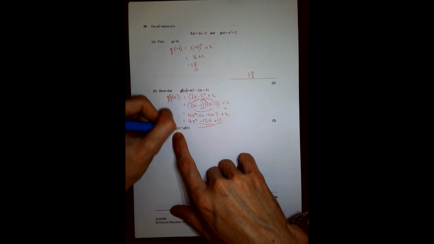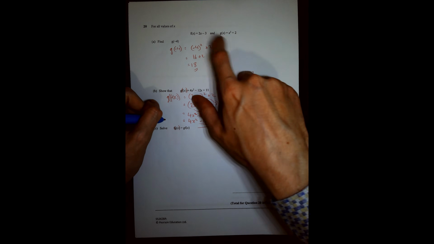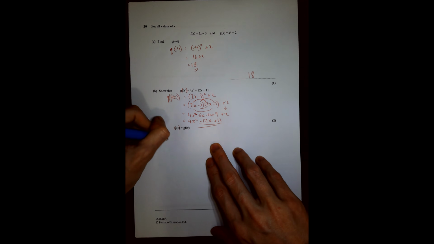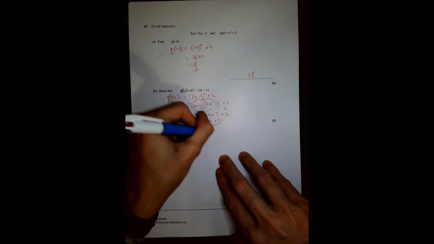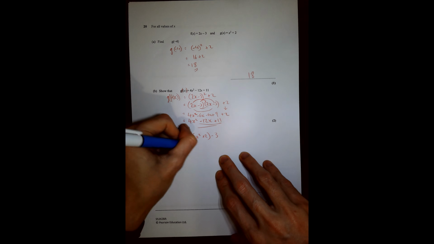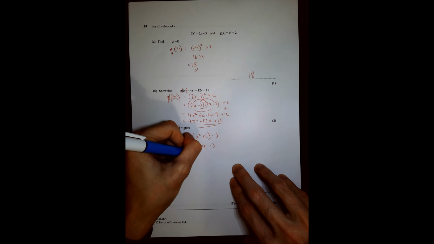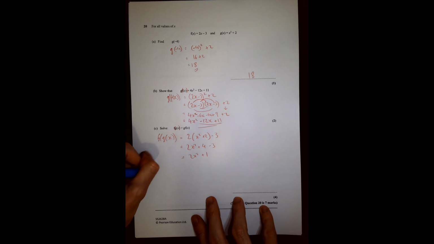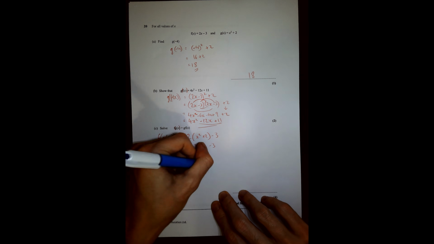So we need to work out f of g of x. Take my g function and replace x in f of x with my g function. So f of g of x is 2 lots of x squared plus 2, minus 3. That's 2x squared plus 4 minus 3, which is 2x squared plus 1. 4 take away 3 is 1. So we've got 2x squared plus 1 is equal to g of f of x, which is here, 4x squared minus 12x plus 11.